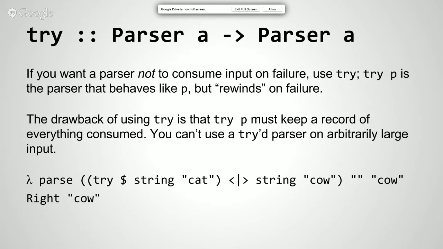So, in general, you should know which alternative you're going with by looking at the first character. Sometimes that is impossible. Sometimes you have to look ahead more than one character, but it should always be a fixed amount. You shouldn't be building arbitrary look ahead into your language.